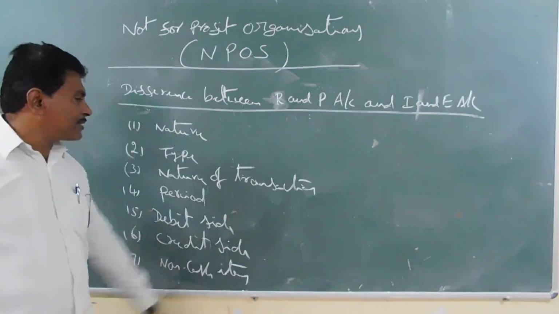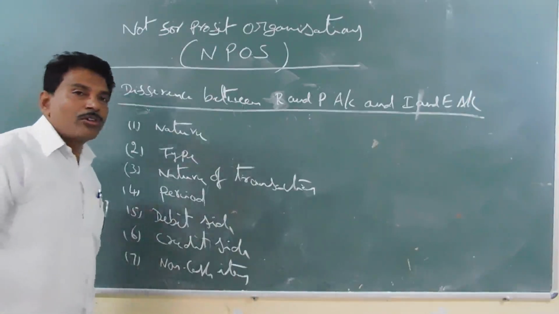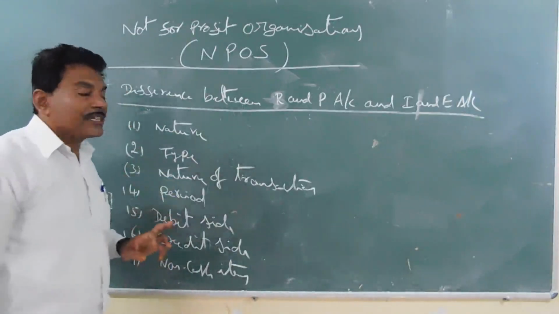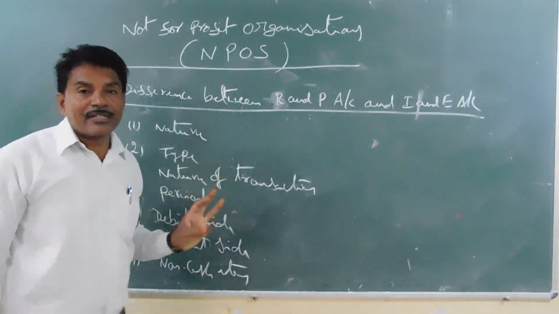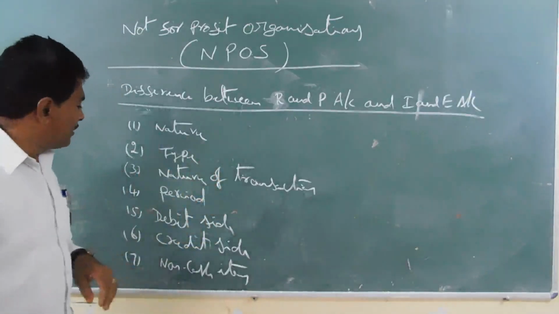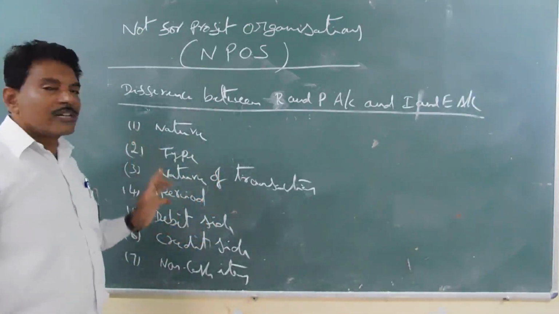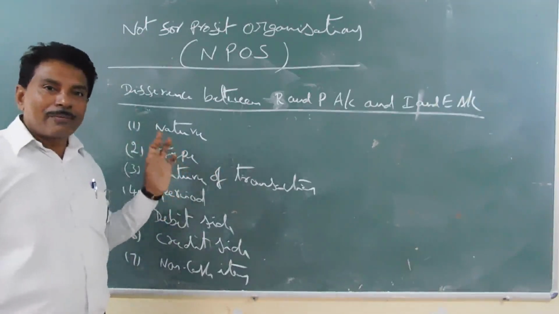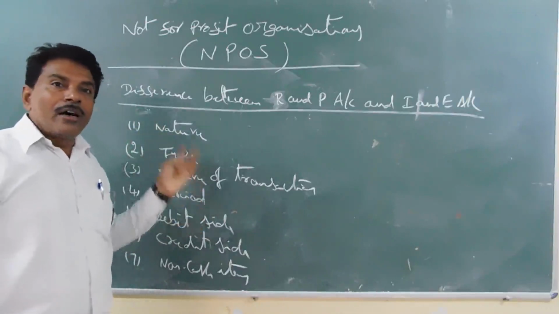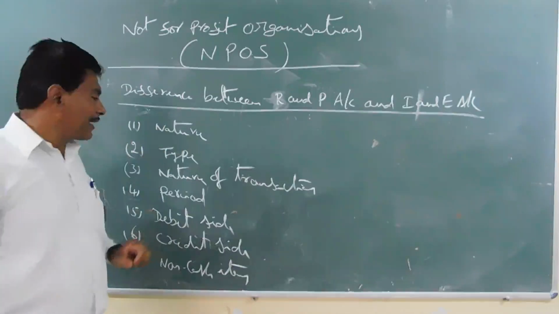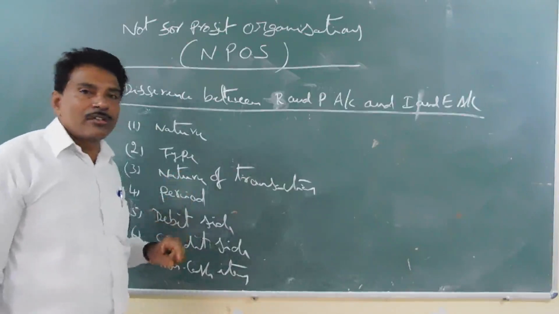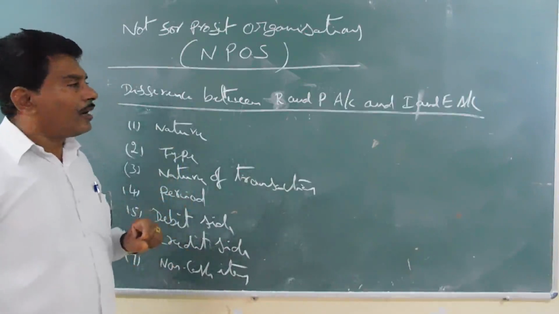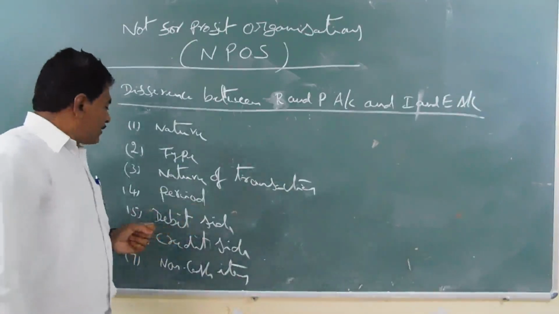Next one, nature of transactions. In receipts and payments account, both capital as well as revenue transactions are recorded, whereas in income and expenditure account, only revenue transactions are recorded. Next one, period. Receipts and payments account includes the receipts or payments belonging to the previous period and the succeeding period also, along with the current period. Whereas in income and expenditure account, only revenue items belonging to the current year are recorded.